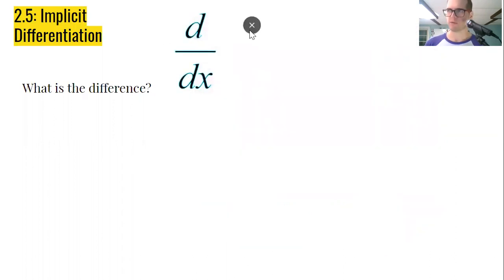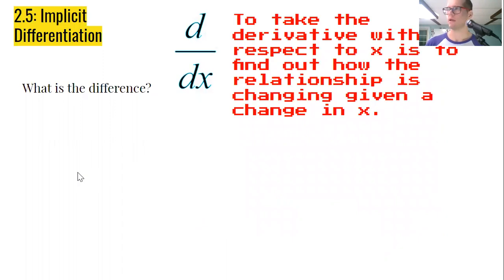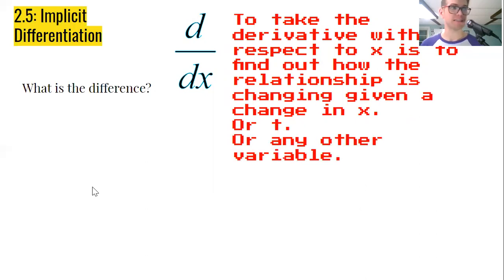So this is the thing we're going to focus on. Again, the idea to take the derivative with respect to x is to find out how the relationship is changing given a change in x. Again, that sounds like slope because it is. Now it doesn't have to be d over dx. It could be d over dt in this case, or literally any other variable.